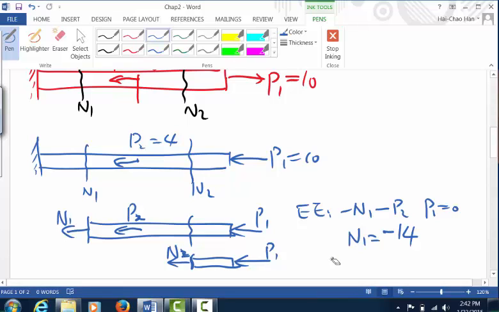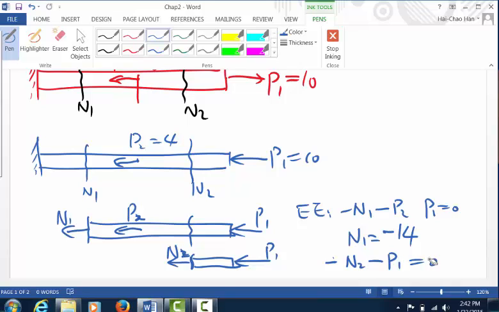Okay, so it will be negative N2, negative P1 equals 0. So what's N1? What's N2? Negative 10. So here is compression 10 again. Right? Okay, so when you go home, here, this bar, keep changing the direction.